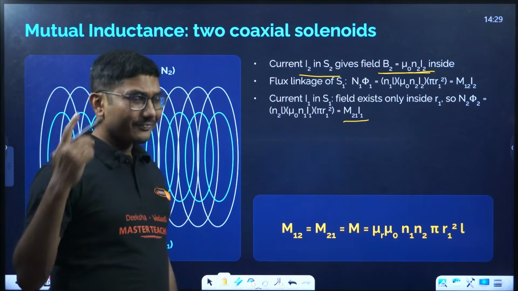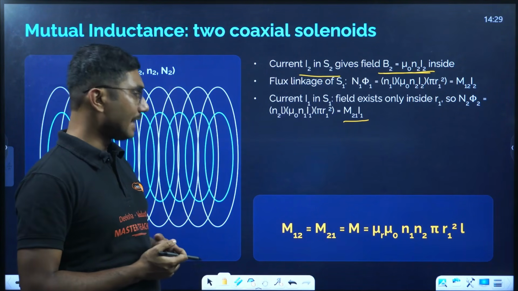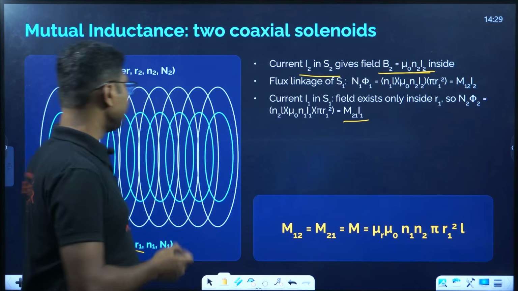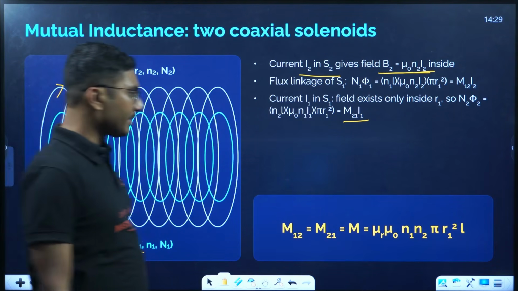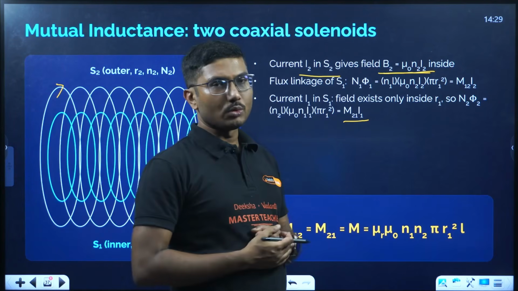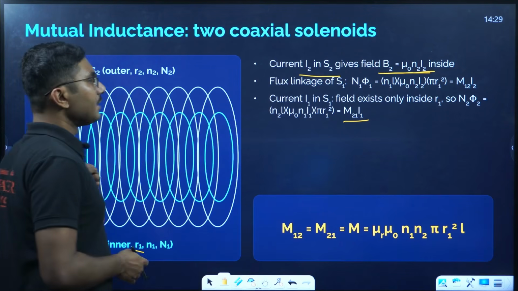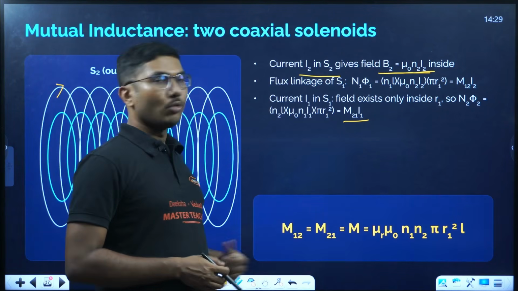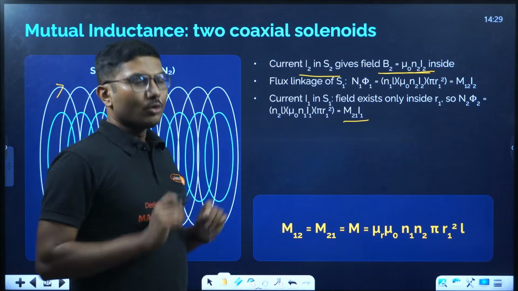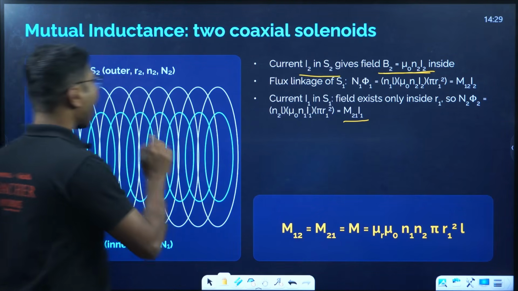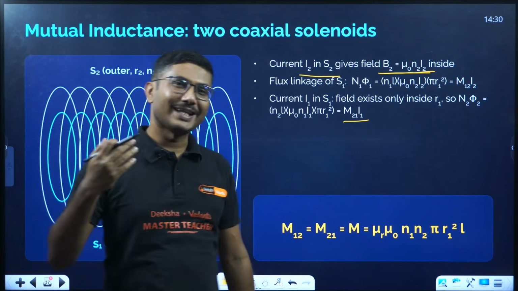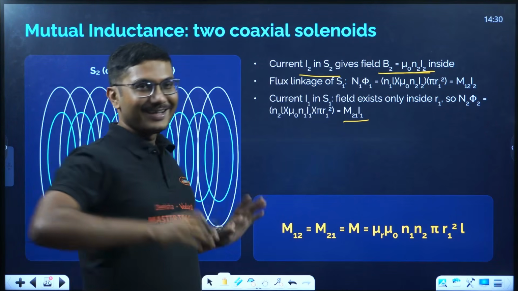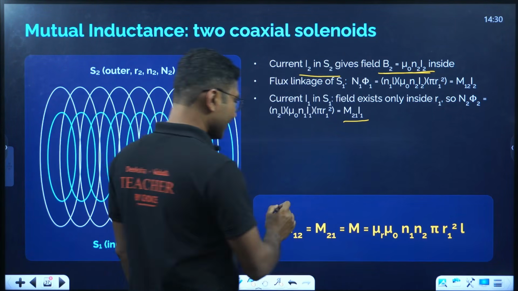Now, one very interesting point is that if the outside is the driver, the mutual inductance is say M21. If the inside one is the driver, then the mutual inductance is say M12. When two coils are there, it does not matter who is driving. If an accident is going to happen, it can happen with any one driver, right? So that is the same thing in physics also.